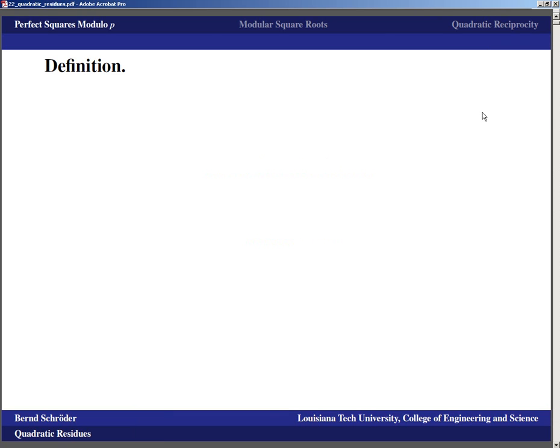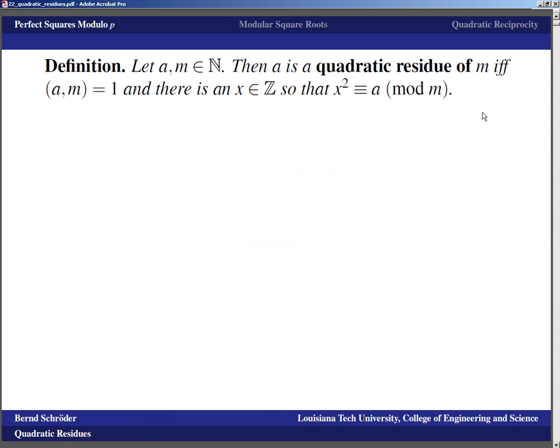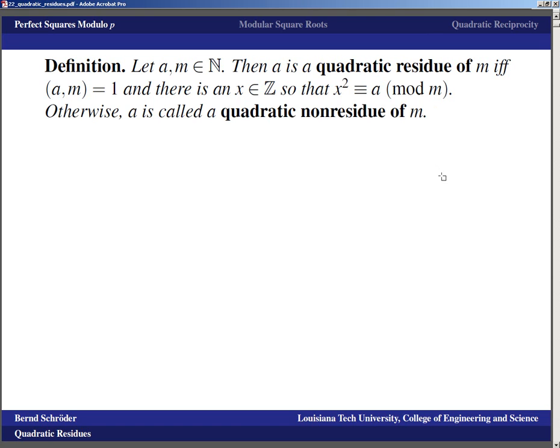Alright, let's go. So, the underlying definition for the whole presentation is that if we have a and m being natural numbers, then a is a quadratic residue of m if and only if the greatest common divisor of a and m is 1, and there is an integer x so that x squared is equivalent to a modulo m. That congruence basically just says that a is a perfect square only in a wraparound arithmetic. Otherwise, when that does not happen, a is called a quadratic non-residue of m.